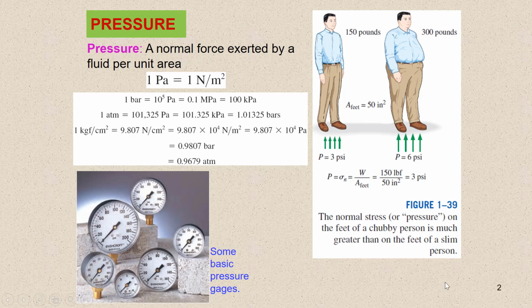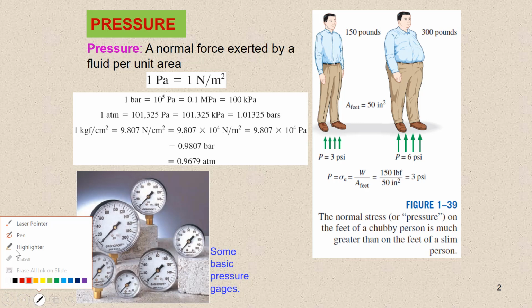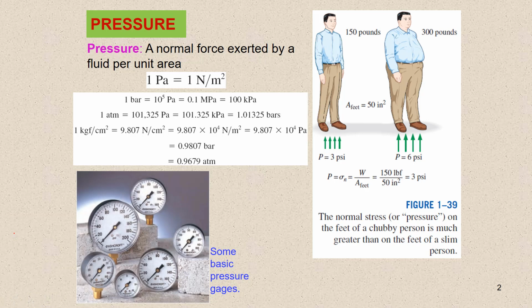Let's look at pressure now. Pressure is defined as a normal force exerted by a fluid per unit area. Since pressure is defined as force per unit area, it has the unit of newtons per square meter, which is called a Pascal. That is, 1 Pascal equals 1 newton per meter squared.